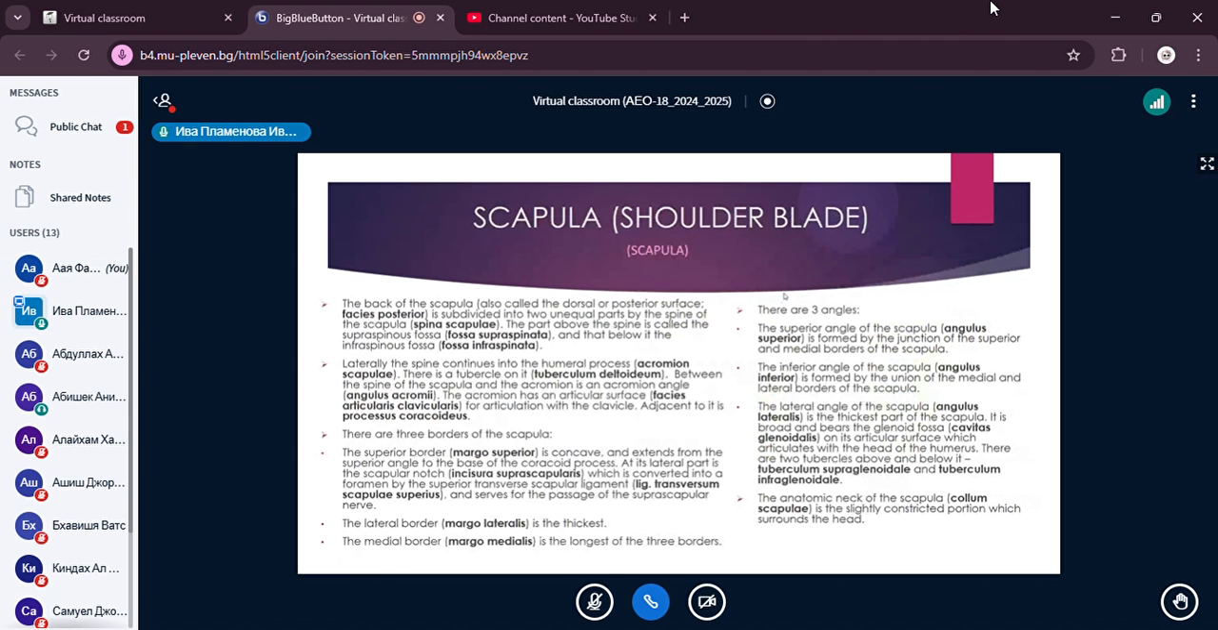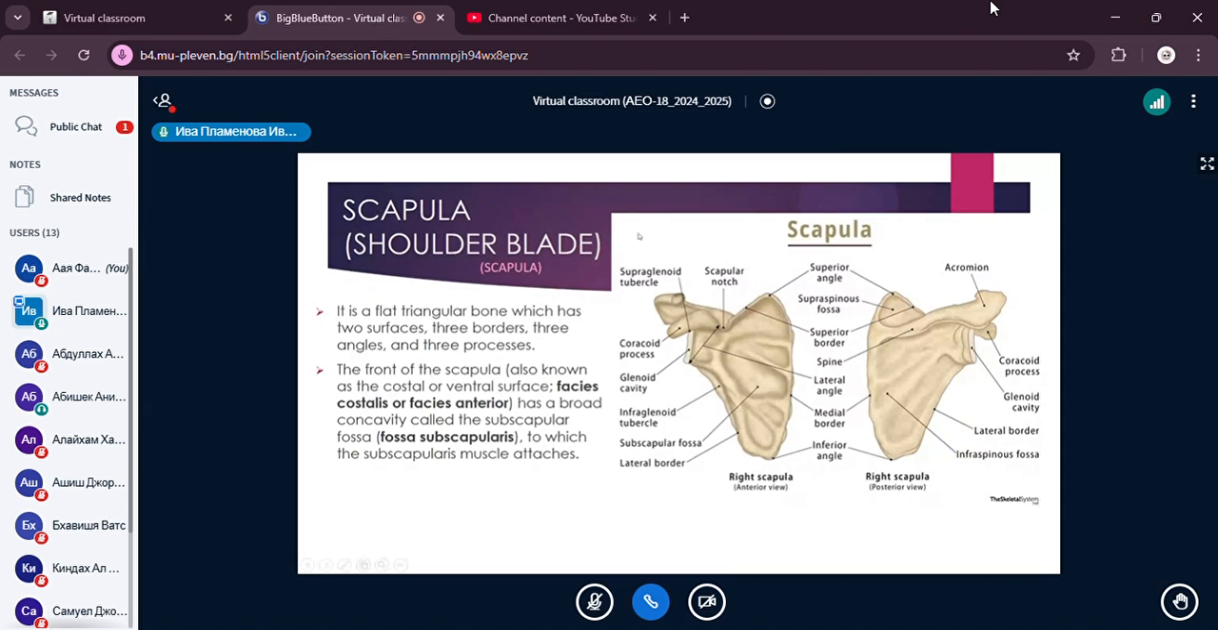I told you the scapula has three borders. Margo superior. At its lateral part, we can find the incisura suprascapularis, which is converted into a foramen by the superior transverse ligament. So that's the superior margin. This is the medial margin. This is the lateral margin. Margo superior, margo medialis, margo lateralis.